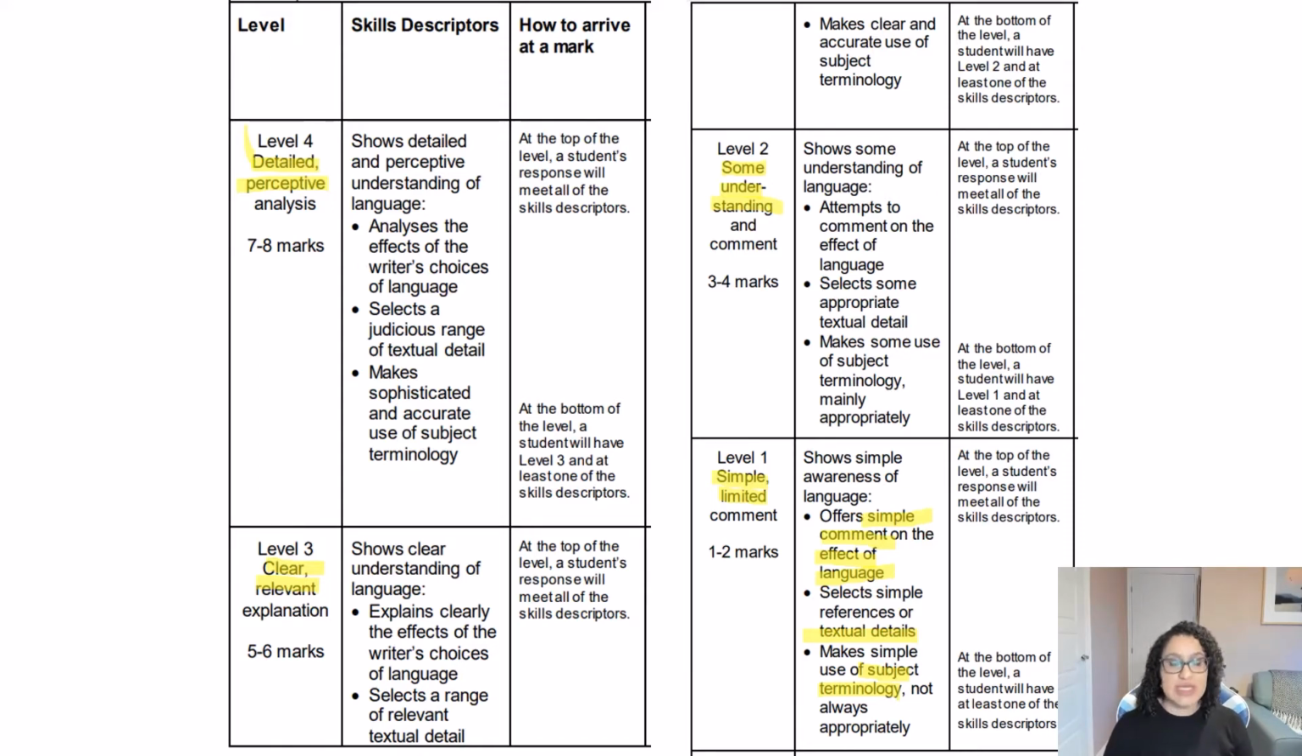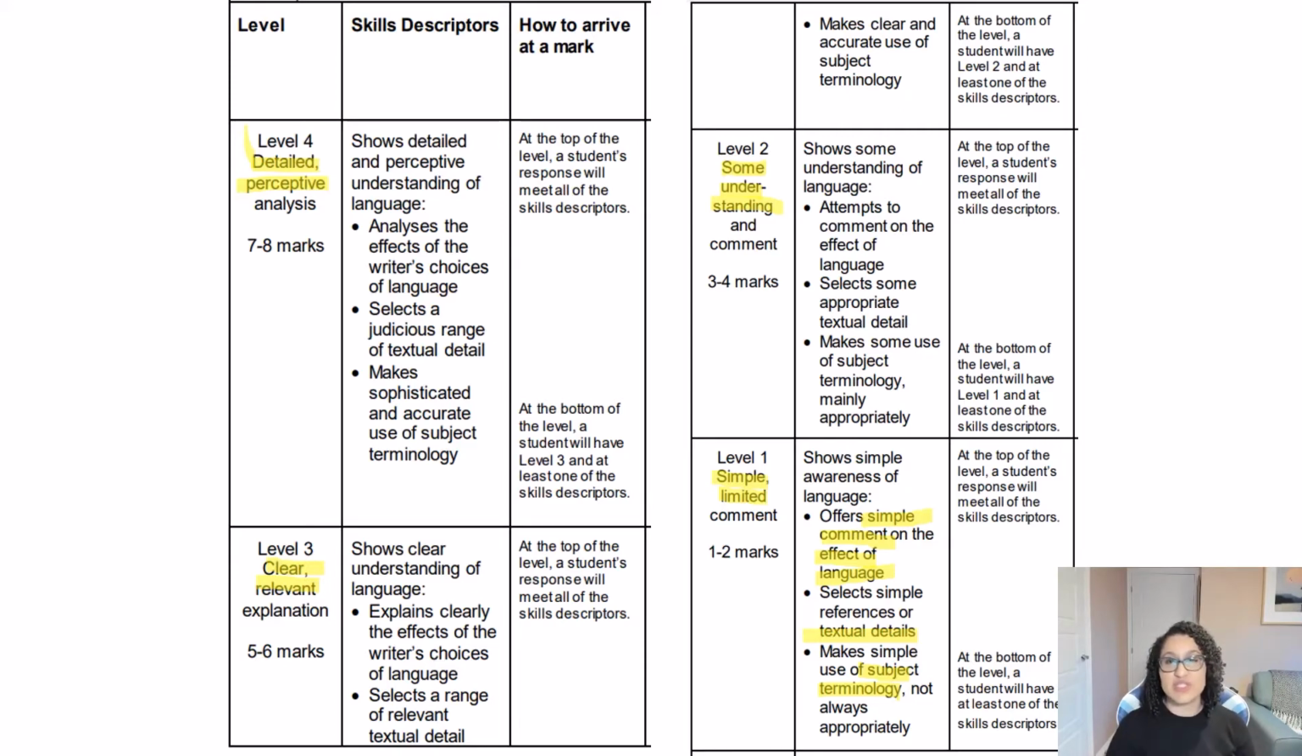Level 2 is much more of a common mark to get because 4 out of 8 is where the pass starts to happen. So 3 and 4 out of 8 is a very common kind of mark to get for this question. And as you can see, it's about you attempting to analyze, but you're not doing it very well. There can be several reasons why you've not done it very well, and I'm going to try and go through some of those now.